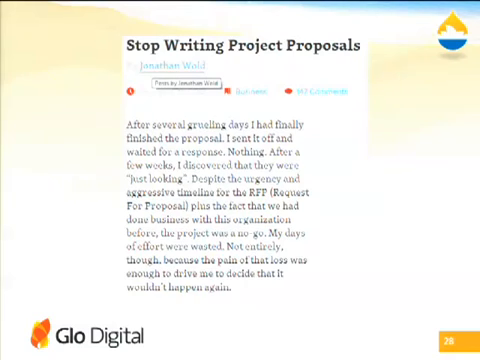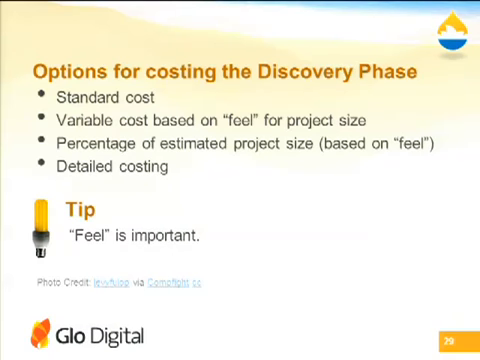Okay, so options for costing the discovery phase. There's lots of ways to do this. You can have a standard cost in theory. So you could just say, right, my typical website size is such and such, and you can say, right, $2,000 a pop, or something, if most of your projects are similar. You could say variable costs based on your feel for the project size. Now this word "feel", I wanted to put in inverted commas because that's surprisingly important in these matters, and we'll get back to that in a minute.